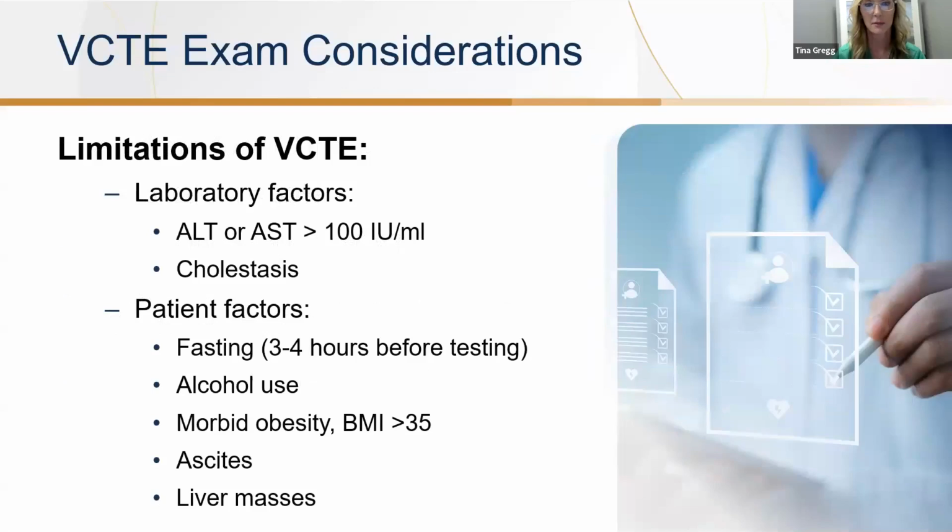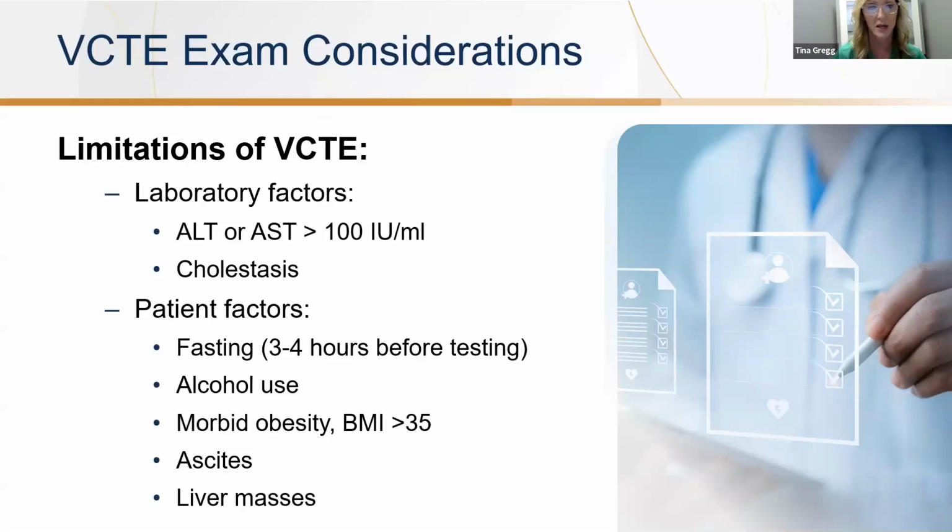There are some limitations that we need to keep in mind when we're ordering or interpreting these tests. False elevations in your elastography score, so your liver stiffness score, can occur if the ALT or AST is elevated, usually higher than 100, if there's cholestasis, and also if a patient has not been fasting for at least 3 hours. If the patient is actively using alcohol, so if they drank a 6-pack of beer the night before, then that score could be falsely elevated.